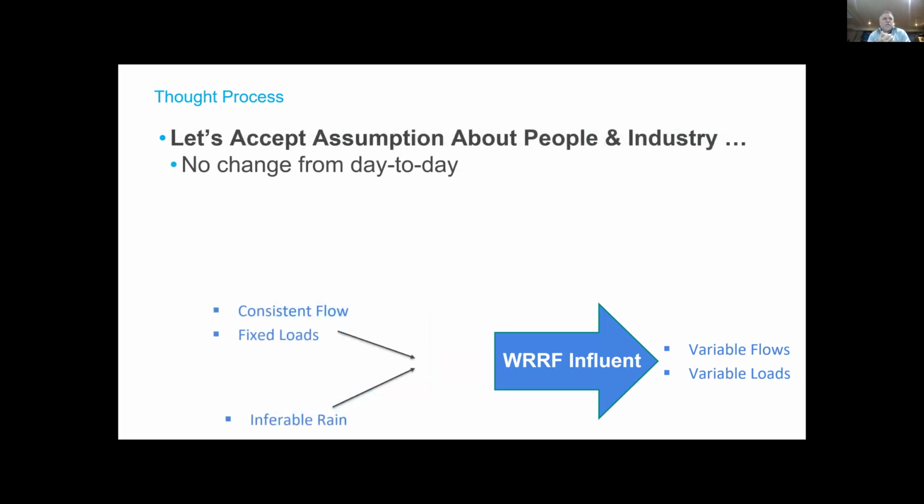And so if we accept the assumption that people in industry don't change from day to day, we have these consistent flows and consistent loads from the domestic component. And we have an inferable rain. I mean, we know what a dry day looks like at the treatment plant, and by difference, we can infer how much rain hit the catchment at any given moment in time. Okay, but we need a variable flow and variable loads at the treatment plant.